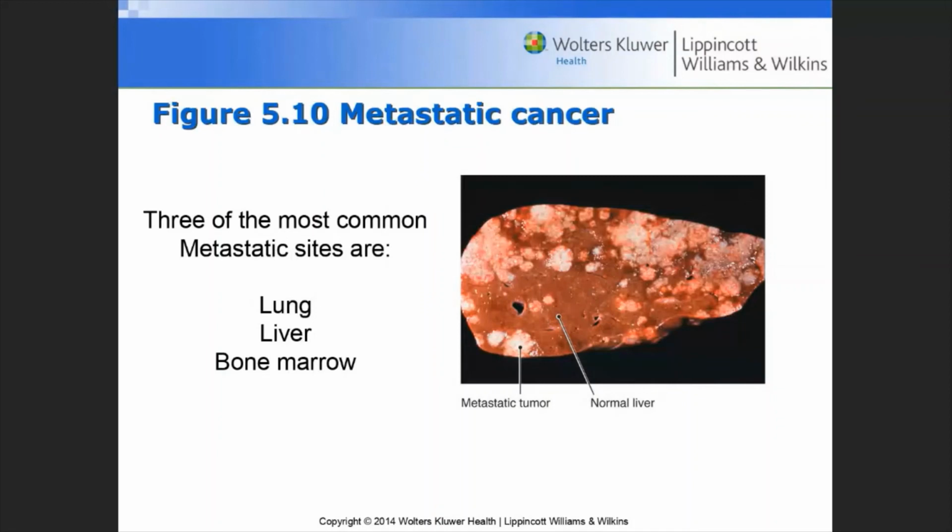Now, the three most common metastatic sites I talked about already: lungs, liver, and bone marrow. The lungs have small sinusoids, and that's where cancer cells get stuck. In the liver, you can see metastatic cells here, and it's hard to determine whether these are really metastatic cells, like from the breast that go to the liver, or maybe the liver cells that became cancerous. So how do you know which is which?